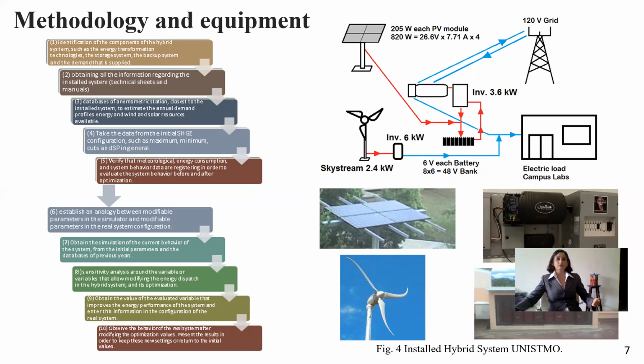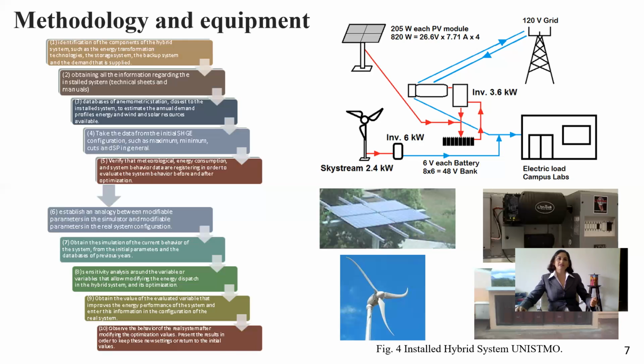The red lines represent the DC bus, the blue ones represent the AC bus. In the pictures we can see the equipment: solar panel with 4 modules, the converter, AC-DC and DC-AC, and all the inputs and outputs of the energy system are concentrated here. One wind turbine and the battery bank composed of 8 batteries connected in series.